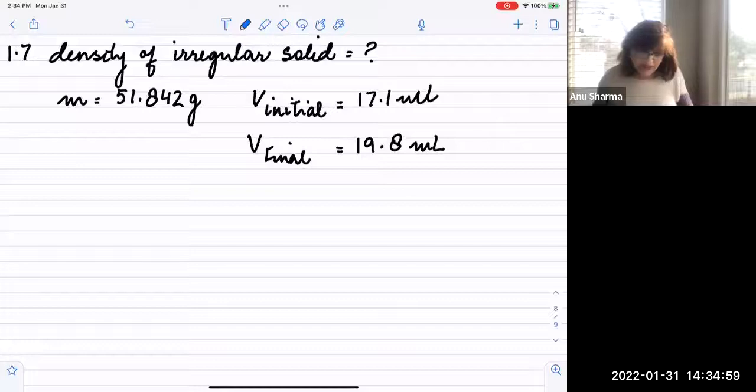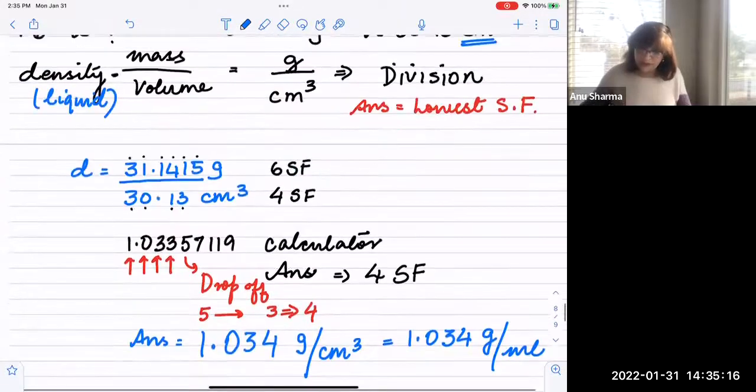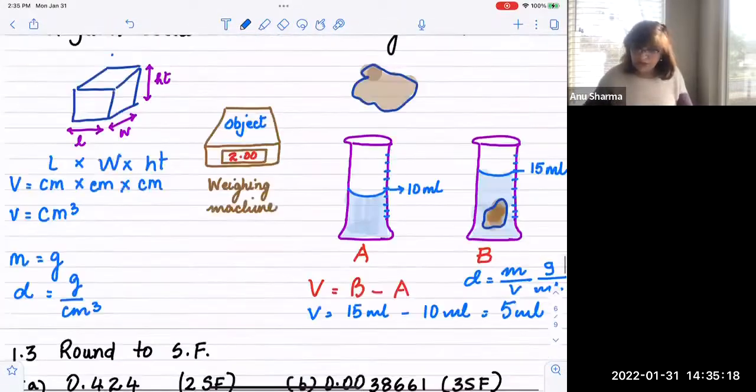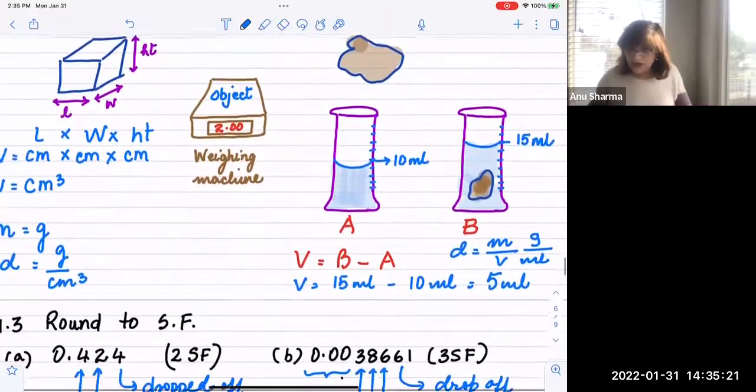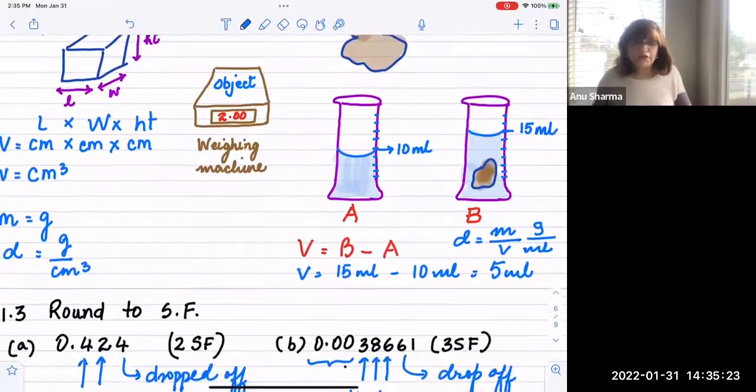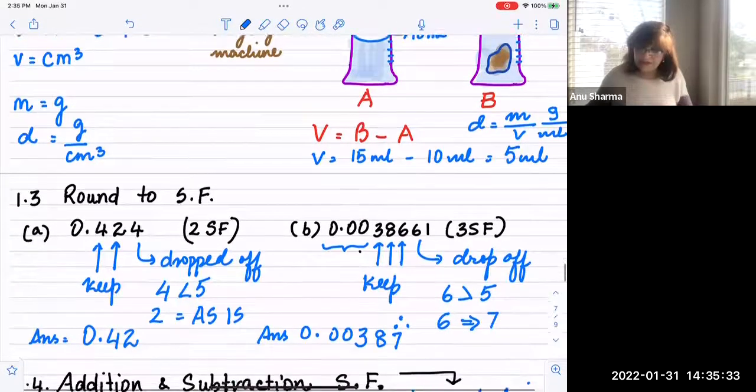Okay, so here you need to find the density of an irregular solid. You're given the mass, which is 51.84, and you are given the initial volume, 17.1 ml, and you're given the final volume. So this is back to what we discussed just now. You are given the mass of the rock, the initial volume before you submerge the rock in the graduated cylinder, and then the final volume after the rock was placed in the graduated cylinder.